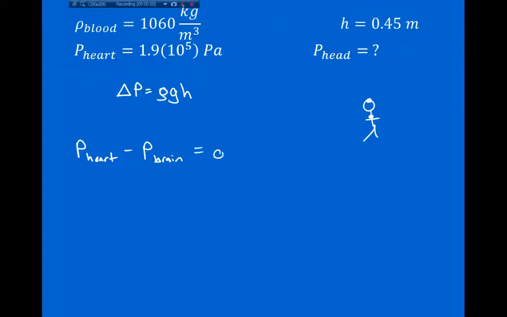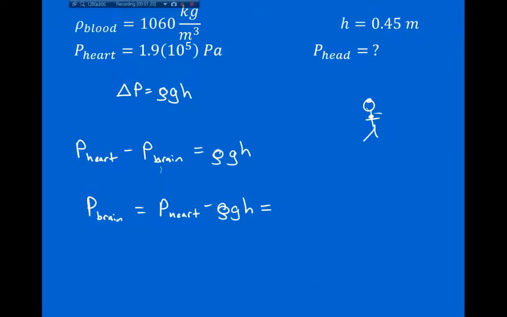And this is going to be equal to the density of blood times gravity times the difference in the height of these two places. So if I'm solving for the pressure in the brain, this is going to be equal to the pressure in the heart minus rho GH. And again, this should make sense, right? The pressure in the brain is going to be less than the pressure at the heart because the brain is further up than the heart. So we're going to be subtracting this difference, rho GH.